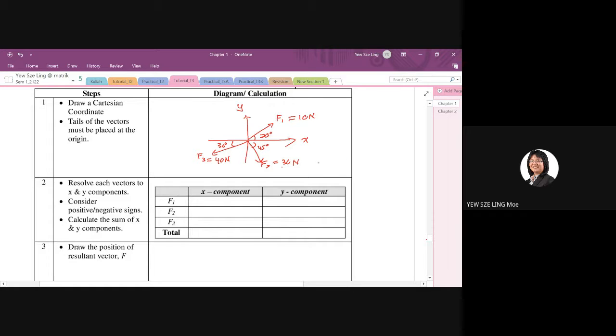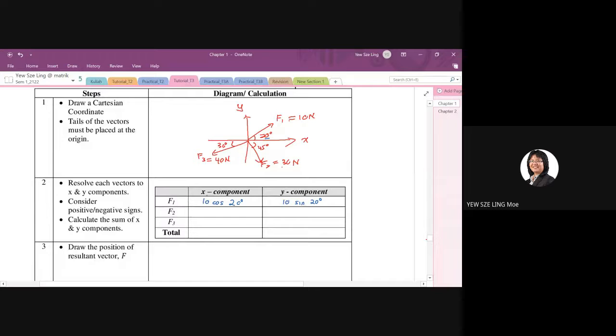All right, now let us look at the table. Okay, let us complete the table right now. So F1 is 10 Newton, if you look at the diagram, and then the angle is beside the X component, 20 degrees beside X. Therefore, for the X component, we are going to use 10 cos 20 degrees. Okay, so cos for the X component because the angle is located beside the X component. And for the Y component, then you just use sine. So 10 sin 20 degrees.